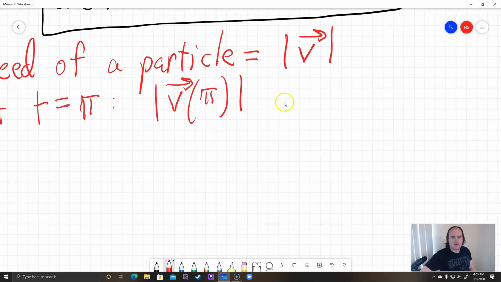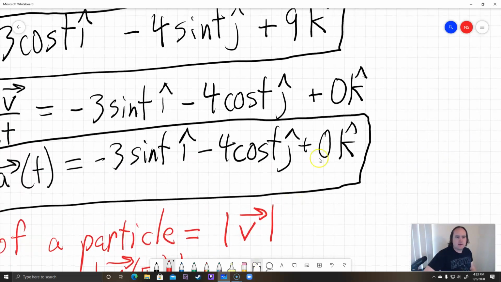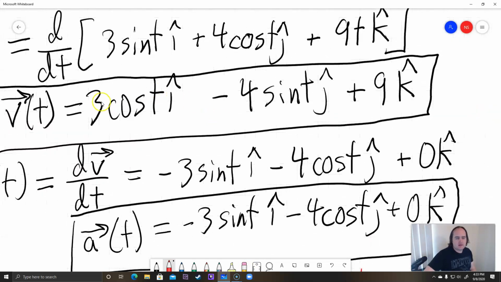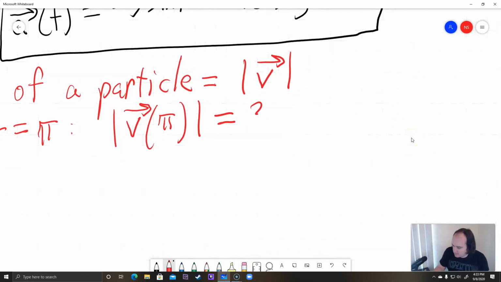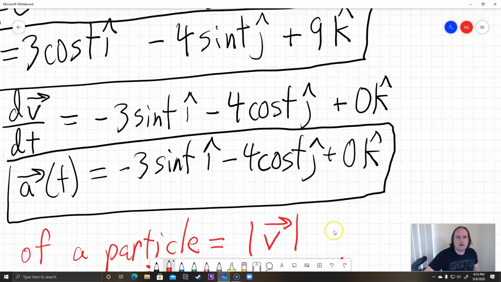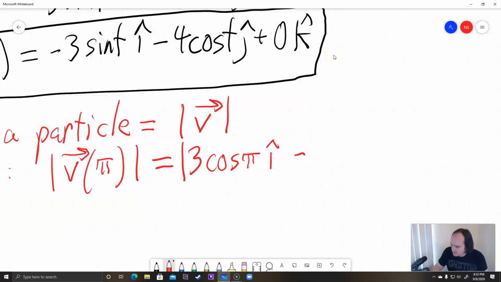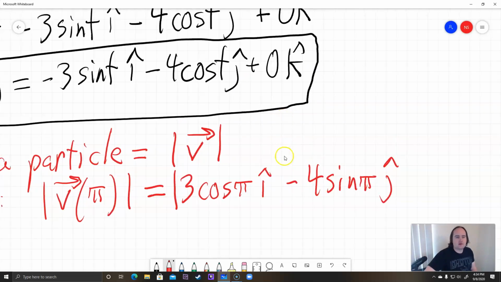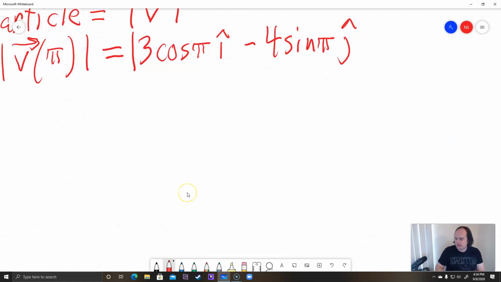First we plug in pi for t, and then we work with that. Then we take the length of that. So when I plug in pi here, I have 3 times cosine of pi times i for my first component. Then minus 4 times sine of pi times j. And then our last component is plus 9k.